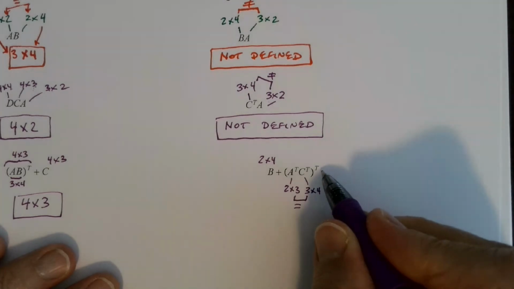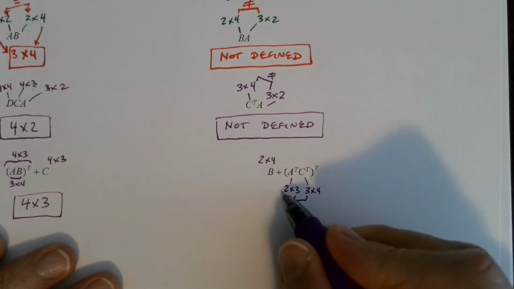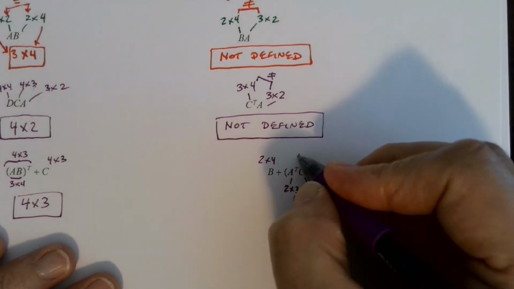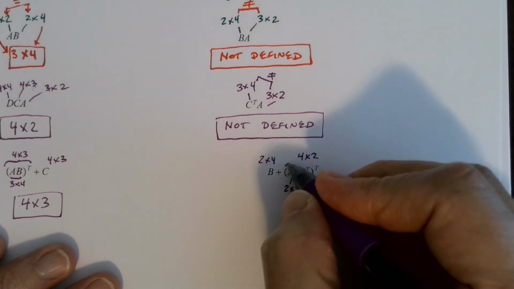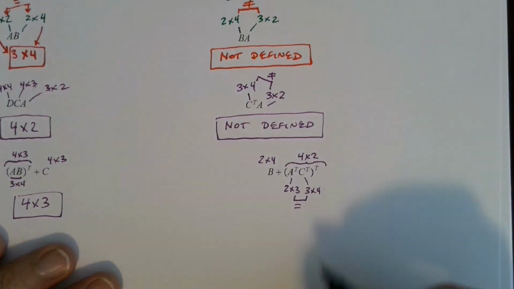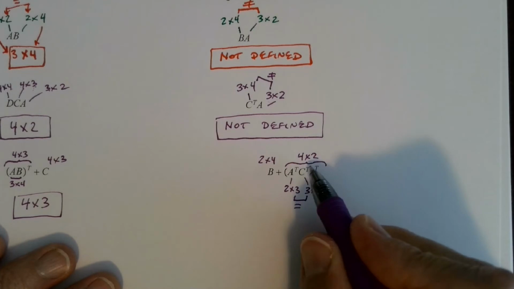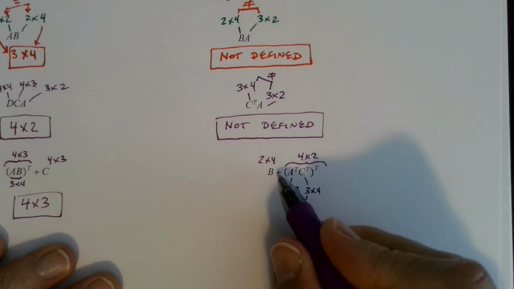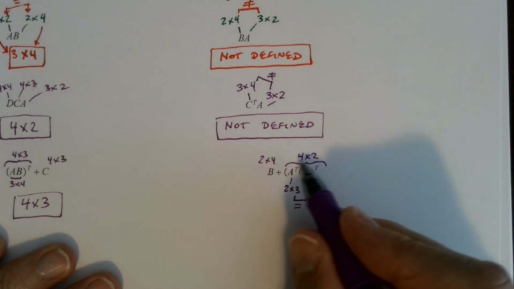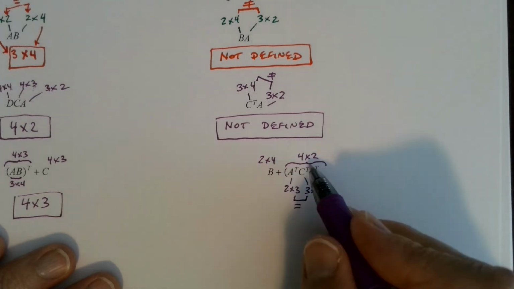But then I take the transpose again of that product. So the 2 by 4 becomes what? 4 by 2 for this whole thing. Can I add a 2 by 4 to a 4 by 2? No, I can't add. I can multiply, right, because these two numbers are the same. But I'm adding, they have to be the exact same size.